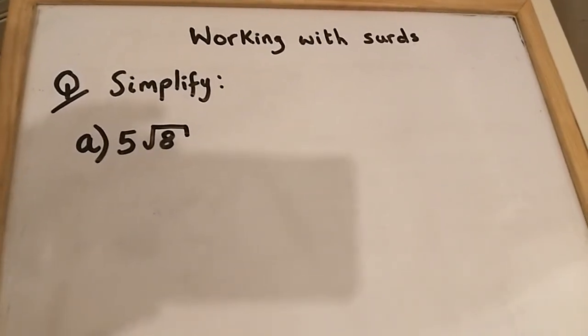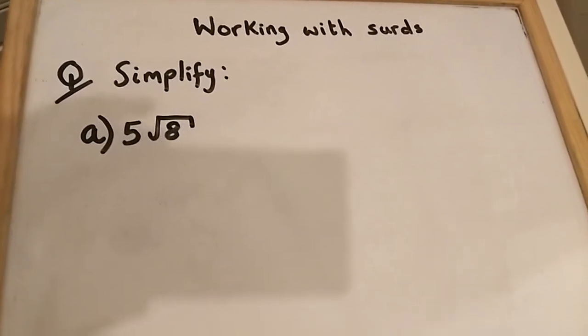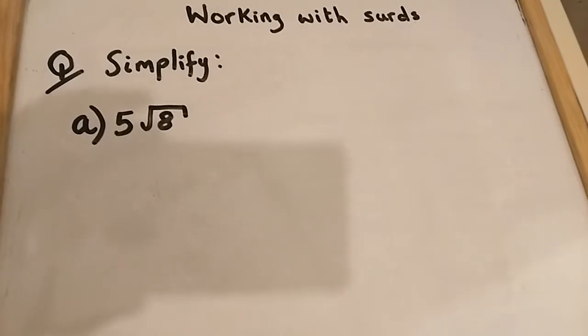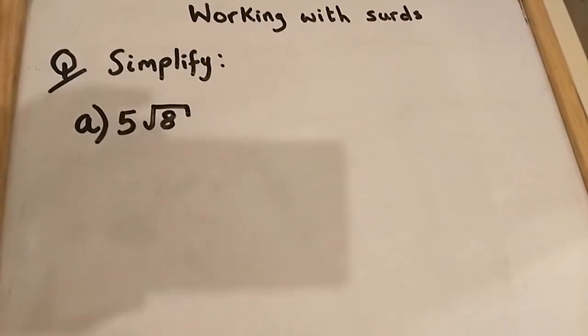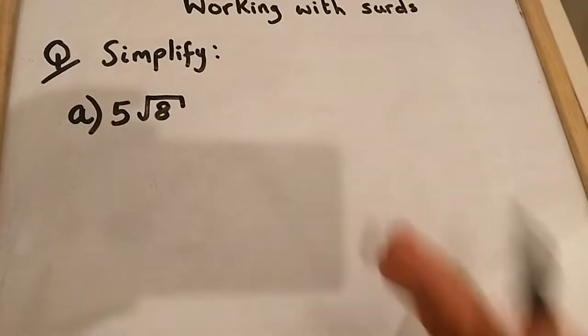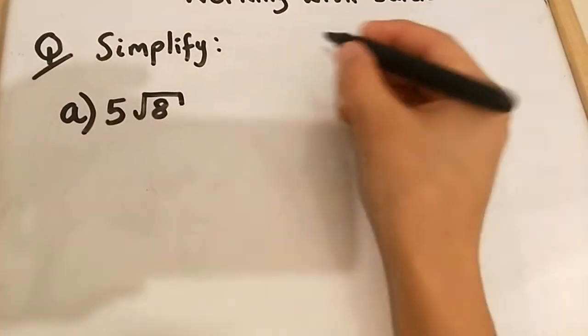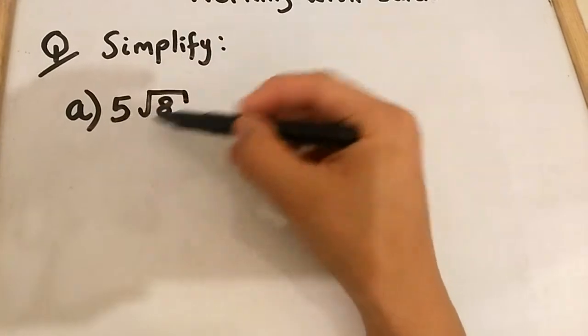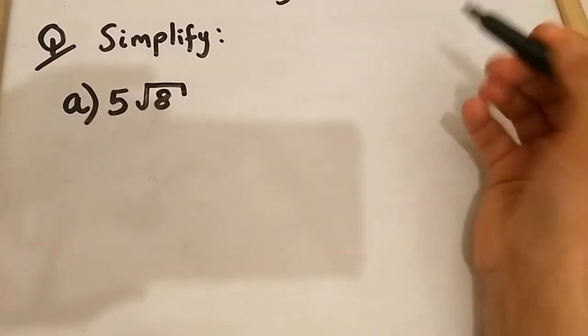Welcome back to Working with Surds Part 3. We're going to simplify a surd that is multiplied by a number. So for example, 5 root 8. From our last video, I showed you how to simplify a surd, and that's what we're going to have to do at the side first of all.